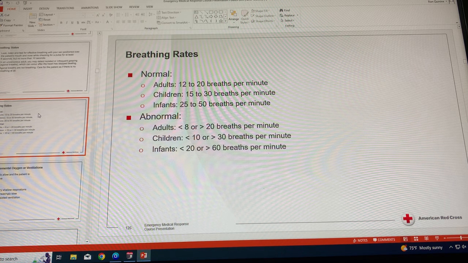So for abnormal breathing for adults, 18 to 20 breaths per minute. You see that's kind of low. Children, 10 to 30 breaths per minute. Infants, 20 or 60 breaths per minute is considered abnormal.